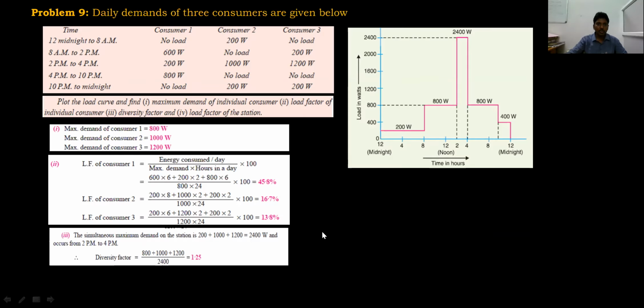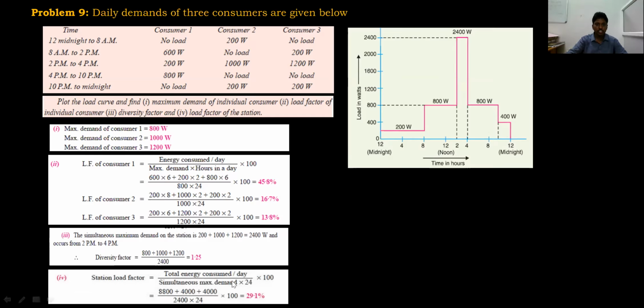And the next one is the load factor of the station. Load factor of the station is equal to average demand, or number of units generated, divided by maximum demand into time. Otherwise, the area under the curve gives the load factor. The maximum demand on the power station is 2400. The average demand is 2000. All this area divided by 24 hours gives you the load factor. Here load factor is equal to total energy consumed per day divided by simultaneous maximum demand into 24, into 100. In any manner we can find it; there are 2 or 3 ways we can do the problem.